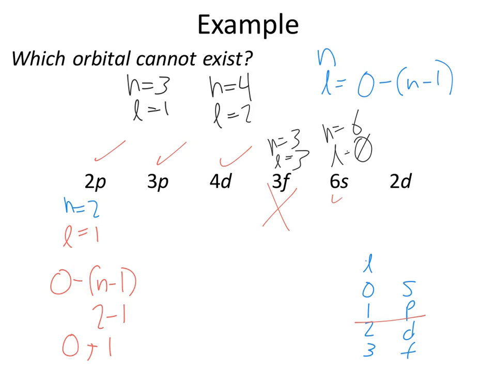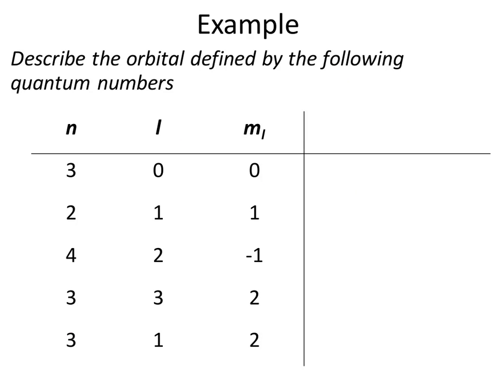So this one works. 2D, if we look at it, n is equal to 2 because that's our energy level, and L, in this case, because it's D, represents 2. So once again, this is not going to work because L has to be a maximum of n minus 1, so the maximum value could be 1. This is going to be 2, so this does not exist.